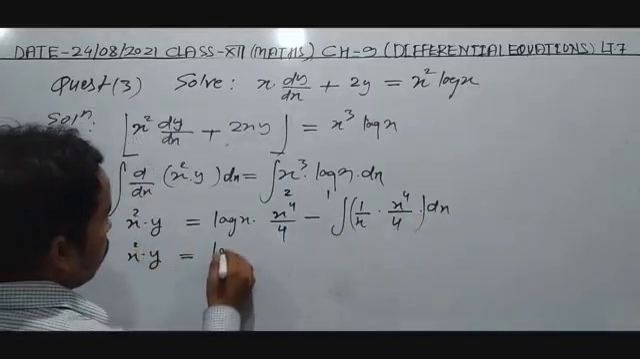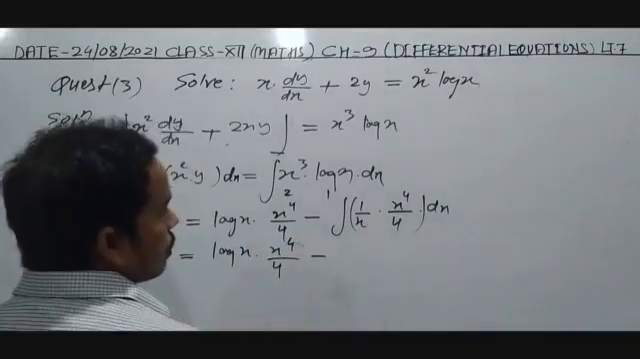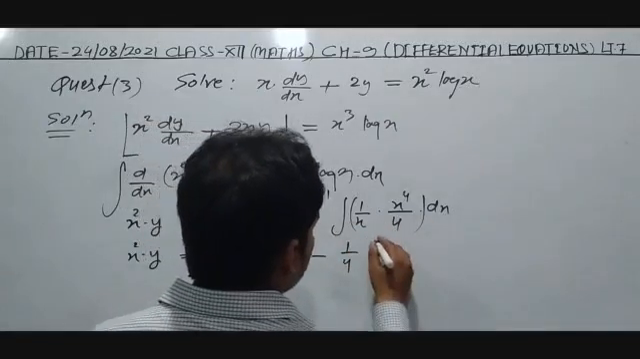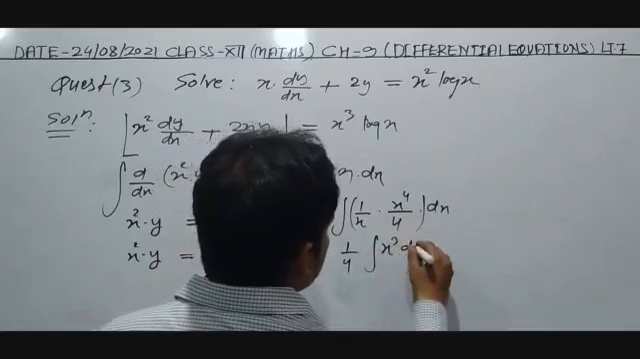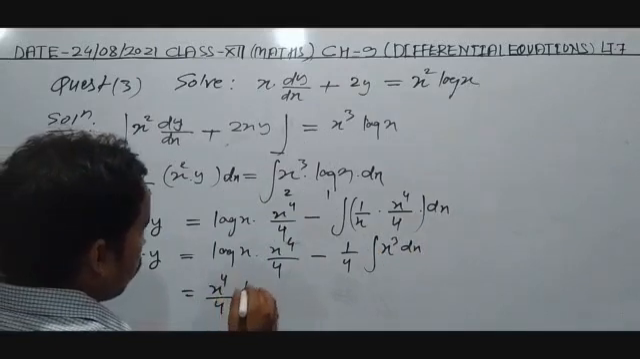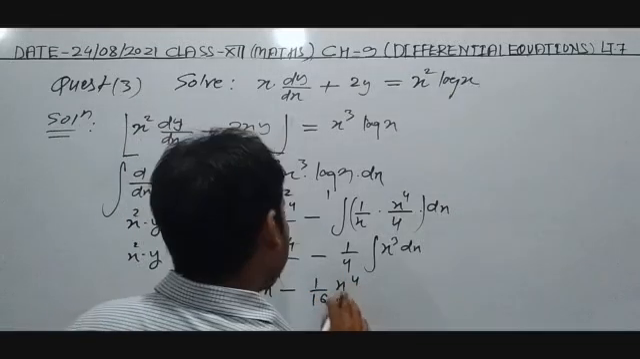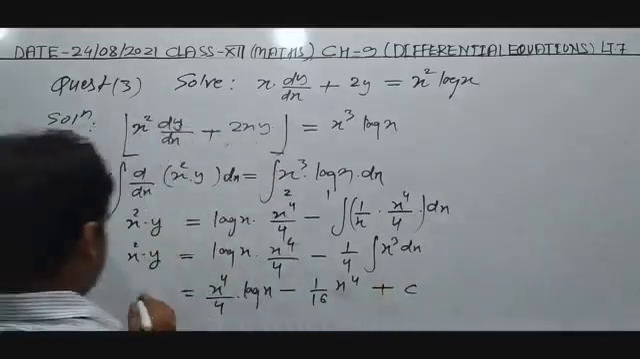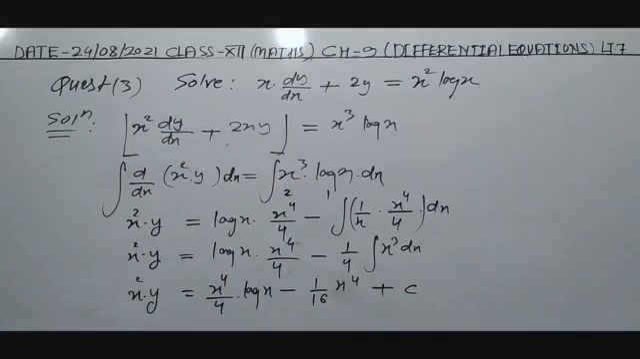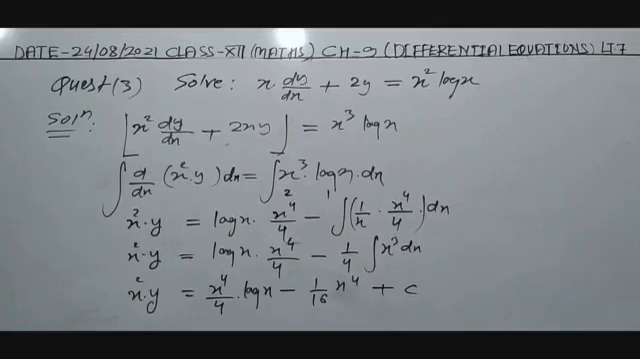So x square y is equal to log of x times x to the power 4 by 4 minus 1 by 4, where c is the constant of integration and 1 by 4 is outside. So x cube integration, again x cube dx, the result will be x to the power 4 by 4. So x to the power 4 by 4 log of x minus 1 by 16 x to the power 4, and now plus c. This is x square into y. So this will be the required general solution of the given differential equation.